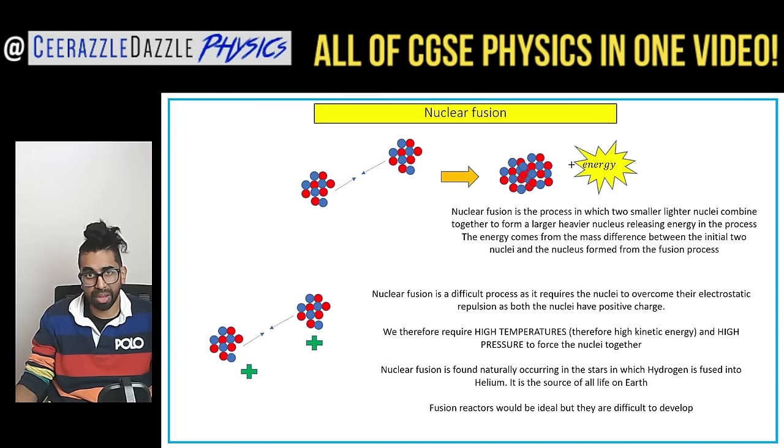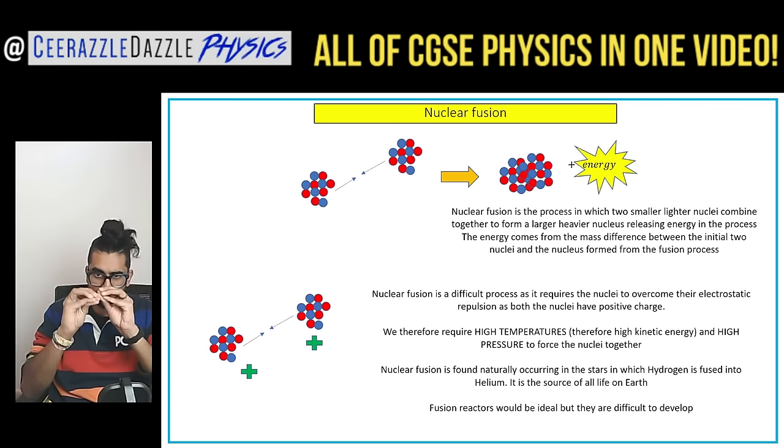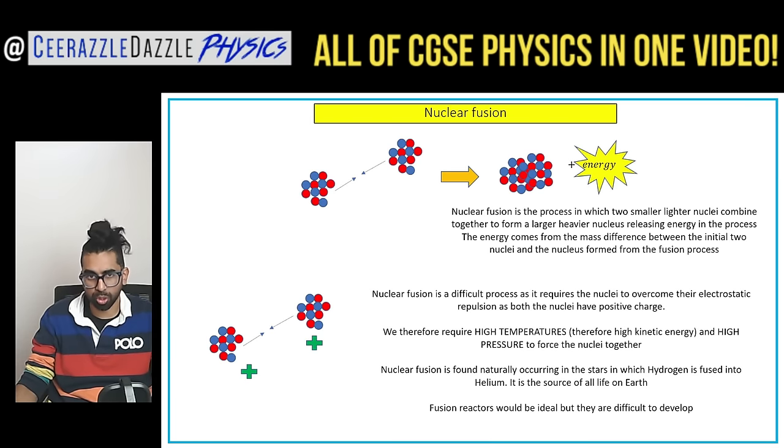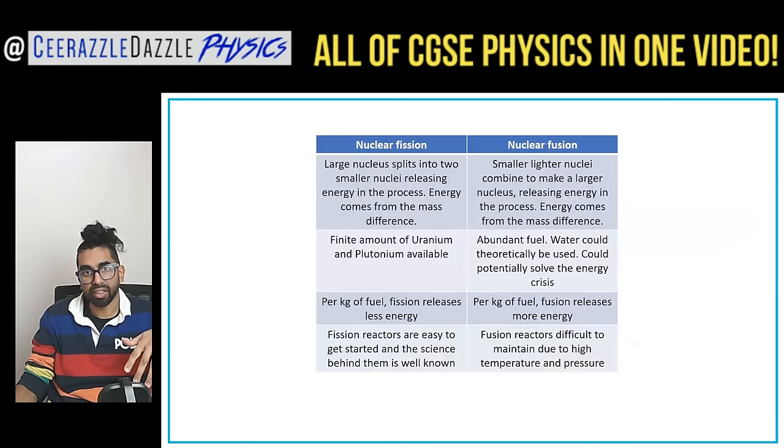So all the stars are powered by nuclear fusion. They are fusing hydrogen into helium. So they get hydrogen, it's fused into helium, and that's what produces the energy which we have on Earth over here. The differences between nuclear fission and nuclear fusion.